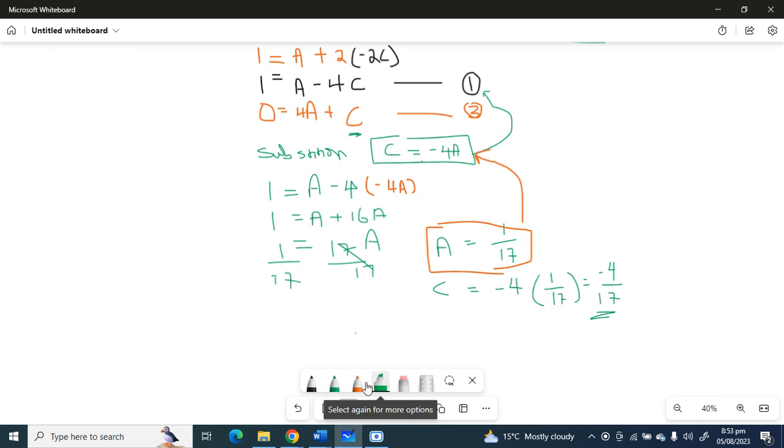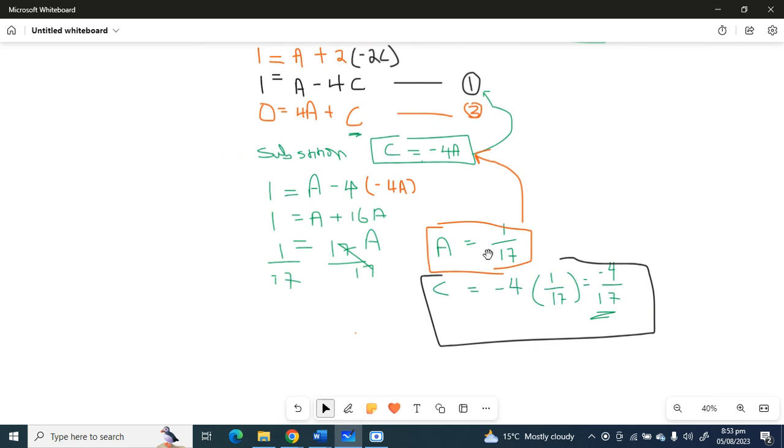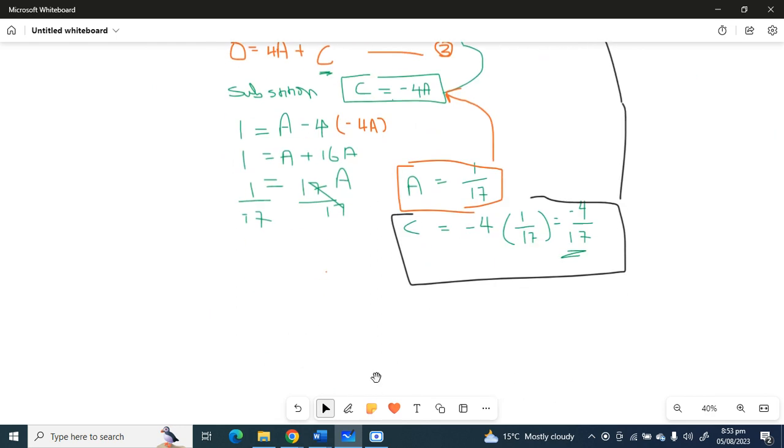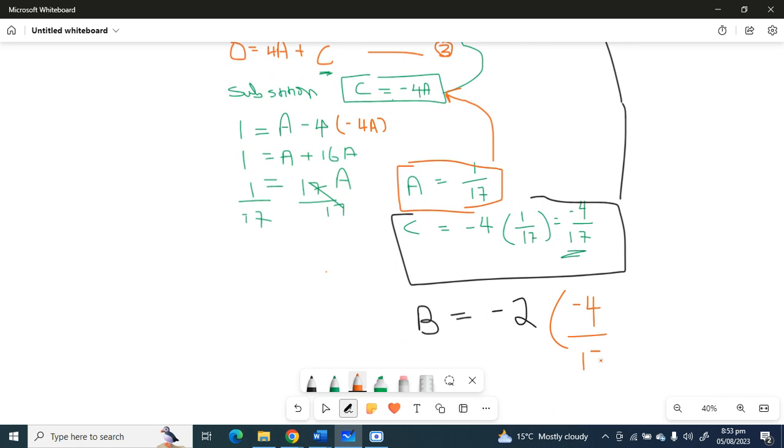Then we substitute this one into our original one, which we had here, b equals negative 2c. So b equals negative 2c. So c we substitute it with negative 4 over 17. Negative 2 times negative 4, that's positive 8. So b equals 8 over 17.